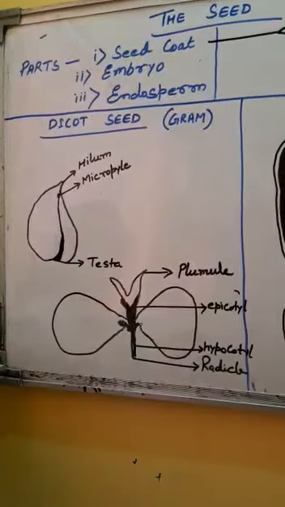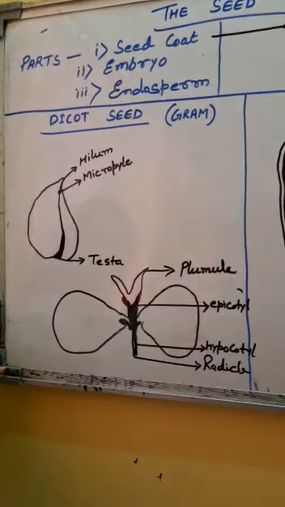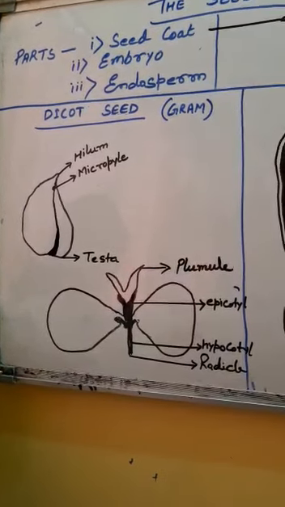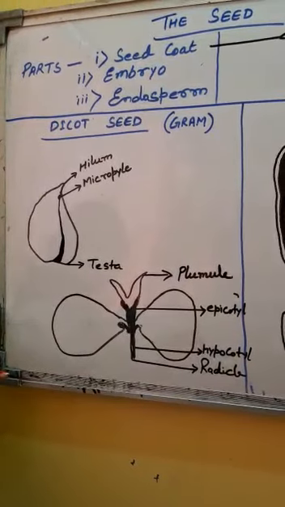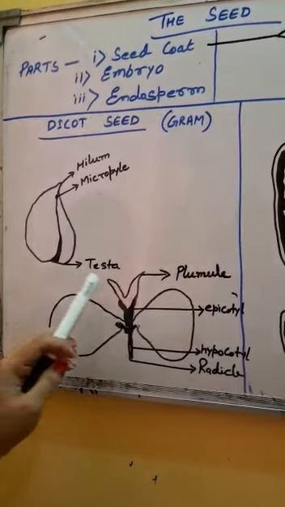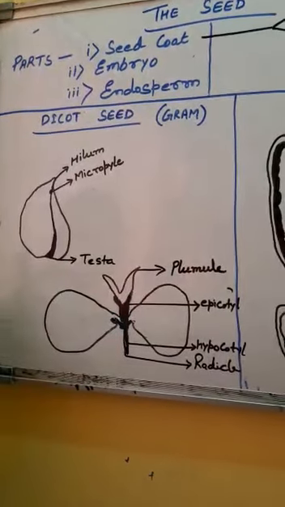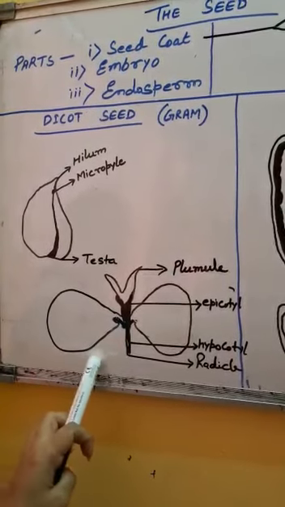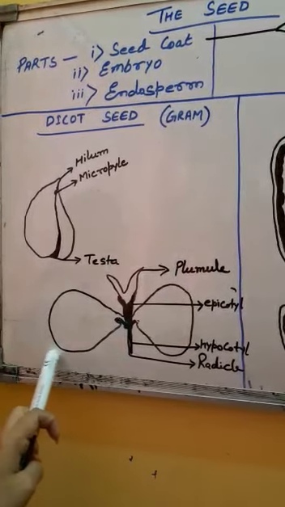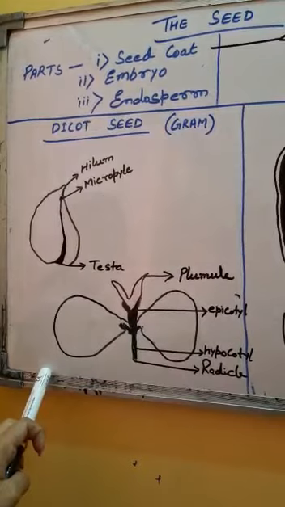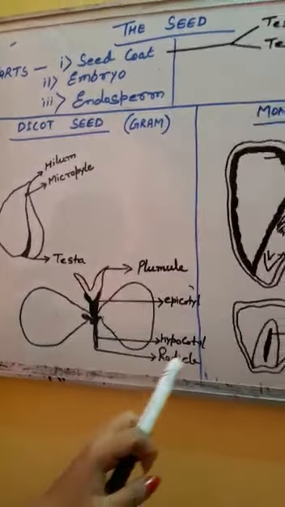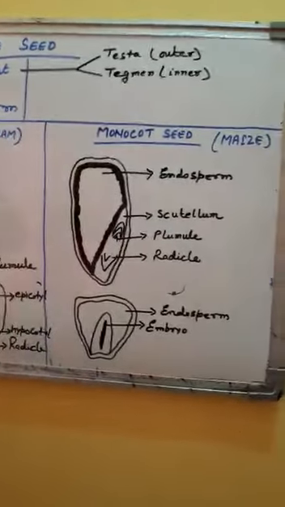Since it is non-endospermic, that is, the endosperm is used up at an early stage, and therefore no endosperm can be seen over here. So students, this is the structure of a typical dicot gram seed. Now let's discuss the monocot seed.